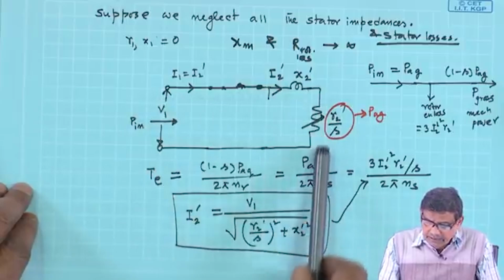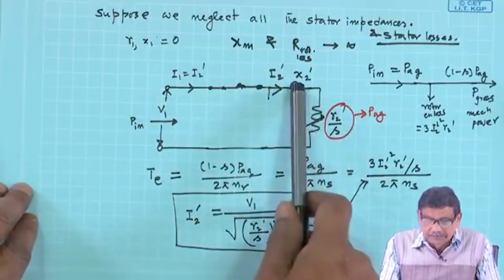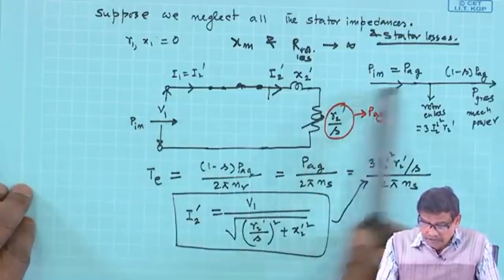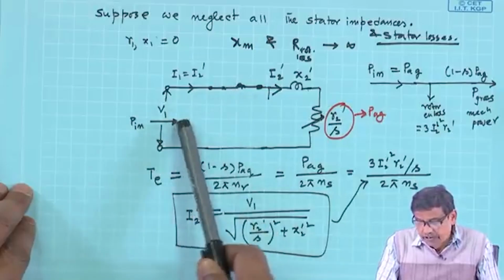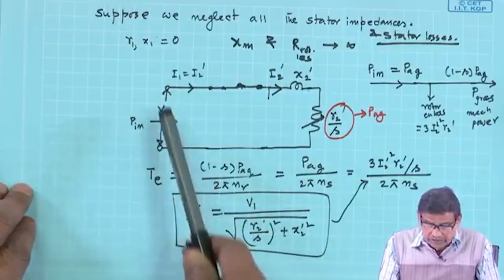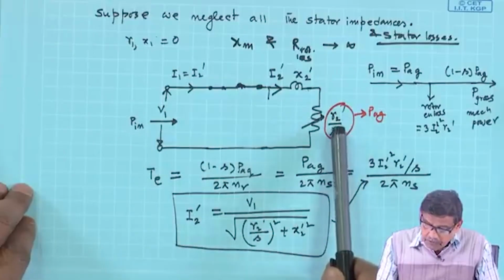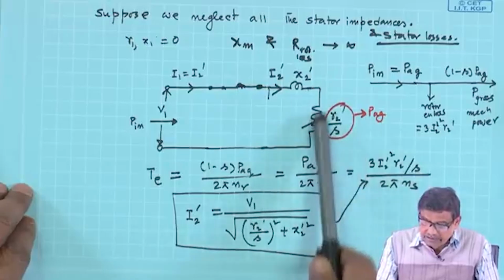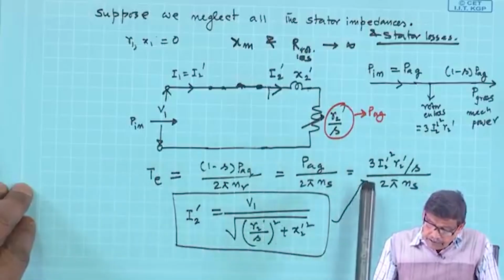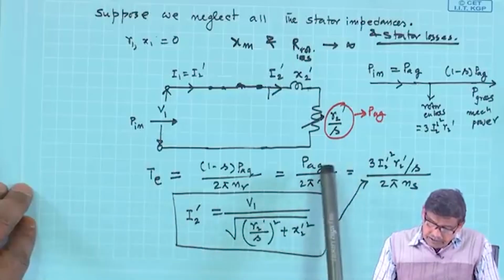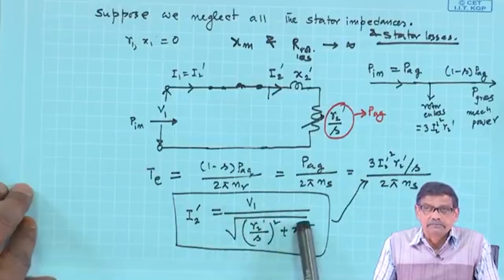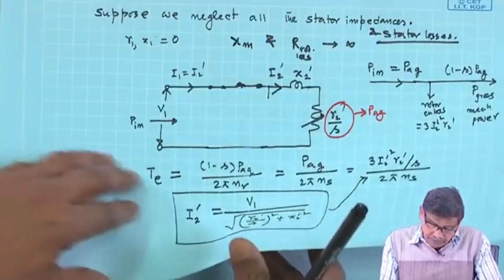So, the equivalent circuit comprises R 2 dashed by S and x 2 dashed. Then obviously, there is no stator loss, so the input power, V 1 I 1 cos theta, whatever the input power factor, must be equal to I 2 dashed squared R 2 dashed by S, that is the power in R 2 dashed by S, which is nothing but PAG. Therefore, electromagnetic torque is PAG by 2 pi n s, and I 2 dashed is this one, very simple. So, we proceed from this.